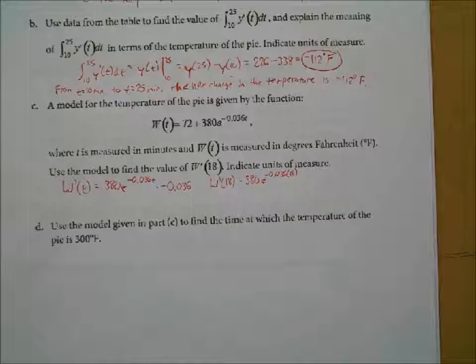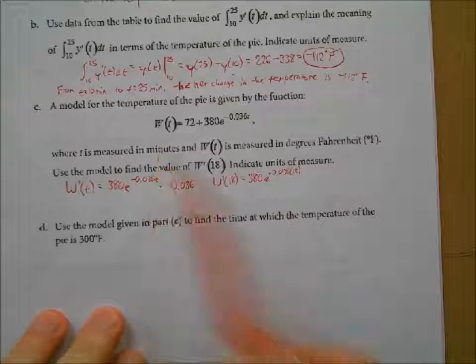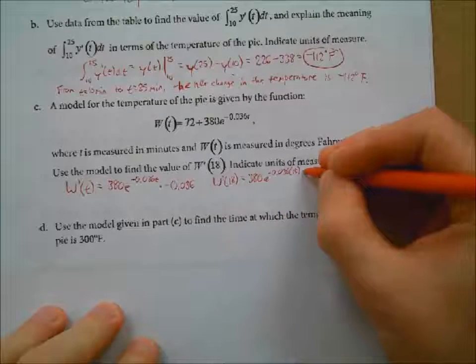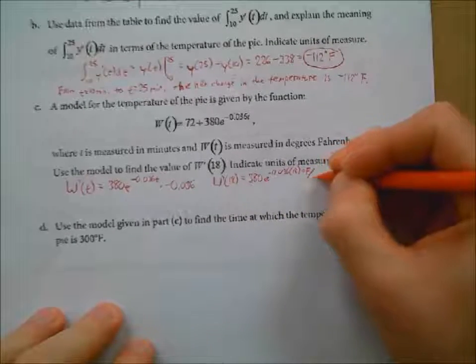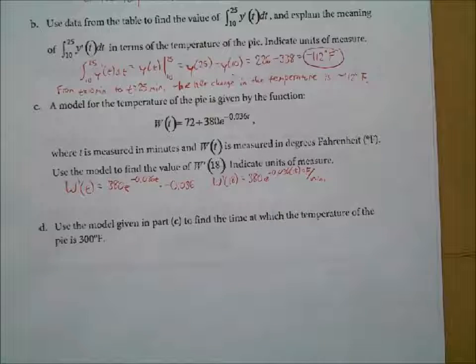What would our units of measure be here? Degrees per minute, right? Because again, t is measured in minutes, w is Fahrenheit, so it's degrees Fahrenheit per minute. And I think we don't have to describe it. Yeah, so there it is, just right there.